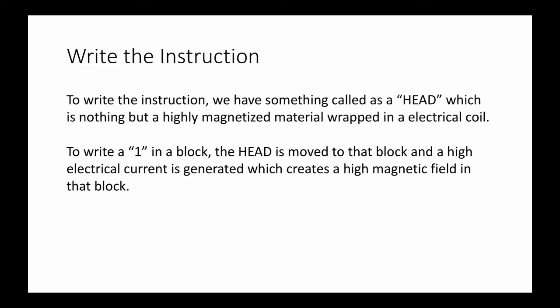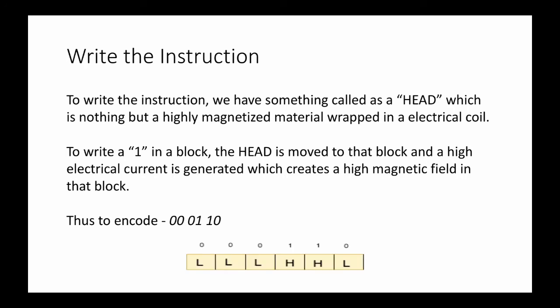Thus, the instruction which we had seen before, which is add 1, 2, represented in binary as 0, 0, 0, 1, 1, 0, would now be written as follows: L, L, L, H, H, L. Which means that the first three blocks have low magnetic field, the next two blocks have high magnetic field, and the last block again has low magnetic field. So now that we have successfully written the instruction into the metallic piece, which we have called a hard drive, let's see how your computer system, how your CPU, can read this instruction and execute it through its electronic circuits.